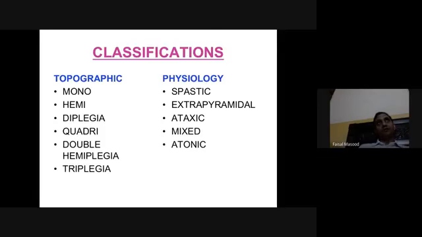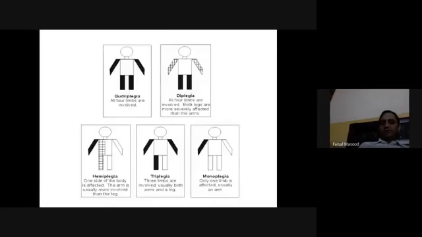Physiologically, it depends upon which system of the brain is involved. If the cerebral cortex is involved, this results in spastic cerebral palsy. If the extrapyramidal system is involved, this results in athetoid. Ataxic if the cerebellum is involved. Mixed if different parts of the brain are involved. Atonic if it is the basal ganglia. So this is all about cerebral palsy.